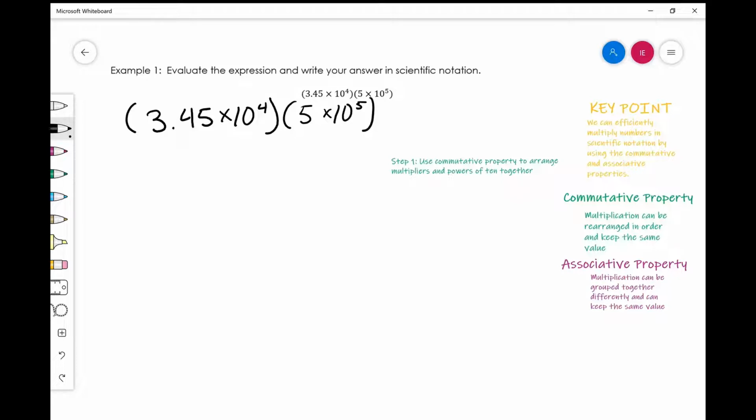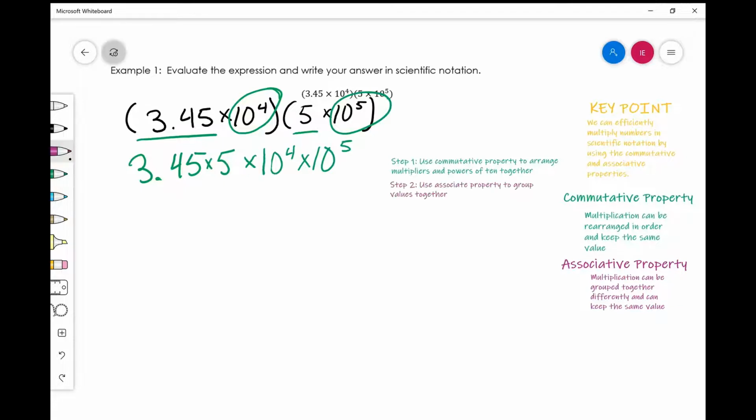For my multipliers, I have 3.45 and 5. So I'm going to multiply those together first. And then I have my powers of 10 that I can write after my multipliers. So now that I've rearranged the order of my multiplication, my next step is going to be to use the associative property to group similar values together. So when I'm looking, I can group my multipliers and my powers of 10 together using my parentheses.